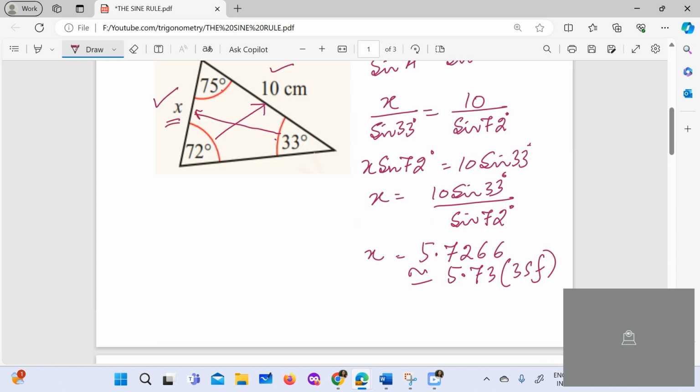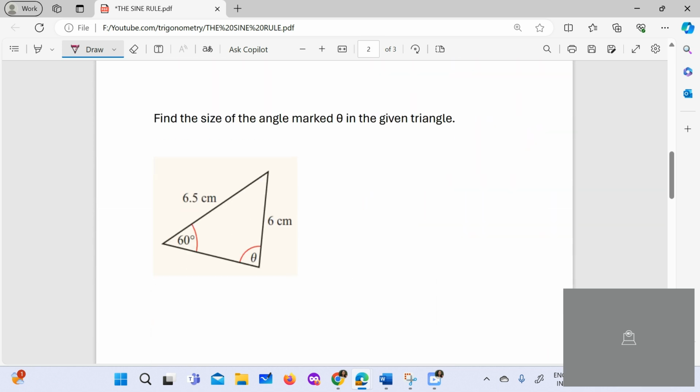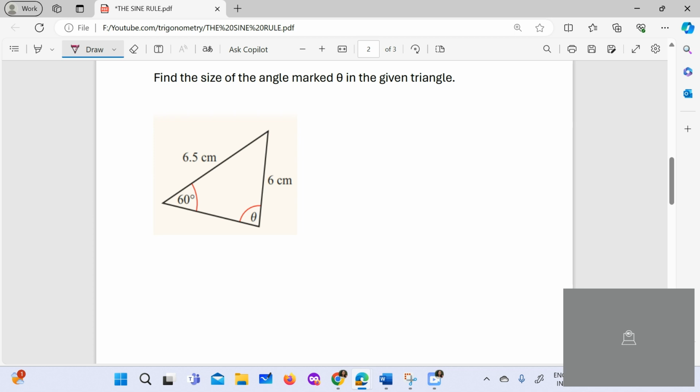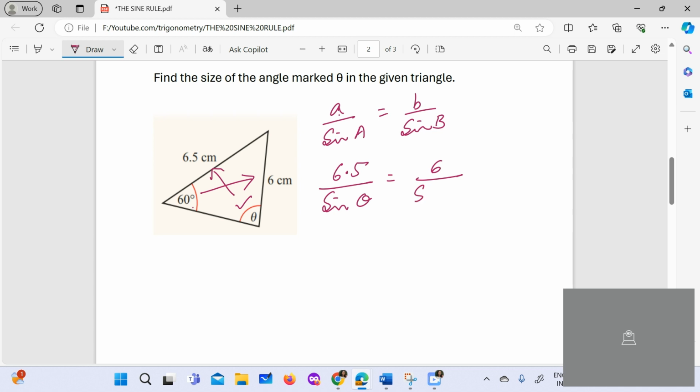Now let's see one more example. Here your question is, find the size of the angle marked theta in the given triangle. So this angle measure you have to find out and its corresponding side is given, and when you look at this angle, here also the corresponding side is given. So we can write this following the rule: a over sine A equals b over sine B. We just plug in all the values here. a I will take as 6.5 and then sine theta. And here I will take 6 over sine 60 degrees.